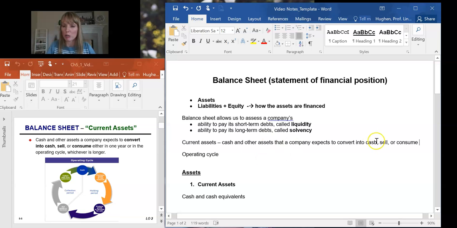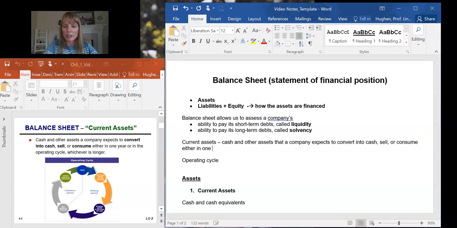So the company has cash, it has accounts receivable that will be converted into cash, inventory will be sold and converted into cash, and prepaids and supplies will be consumed in the business, either in, it's not technically 1 year, but it's technically 1 year or the operating cycle, whichever is longer.